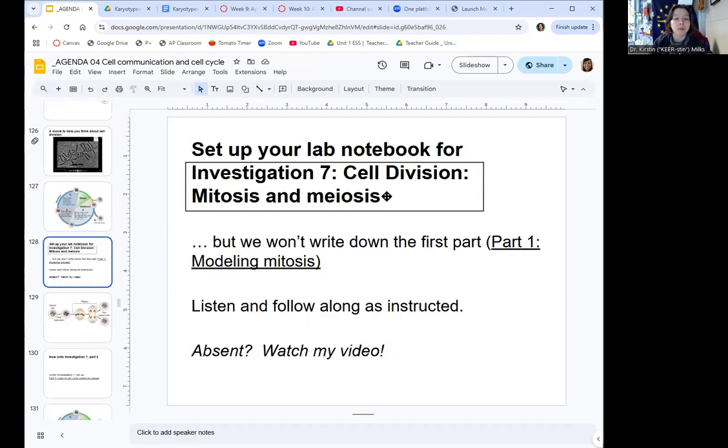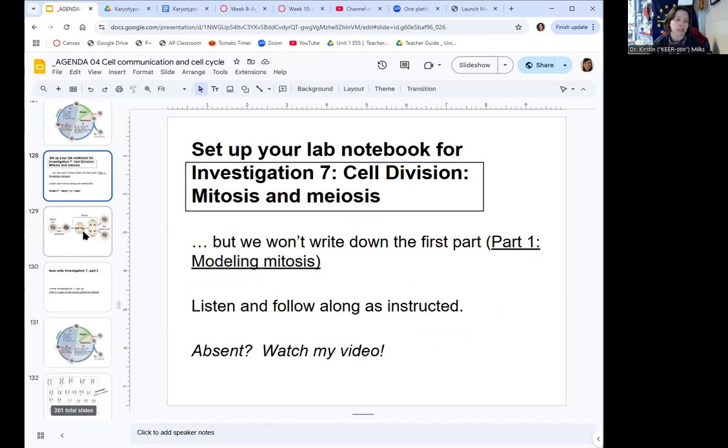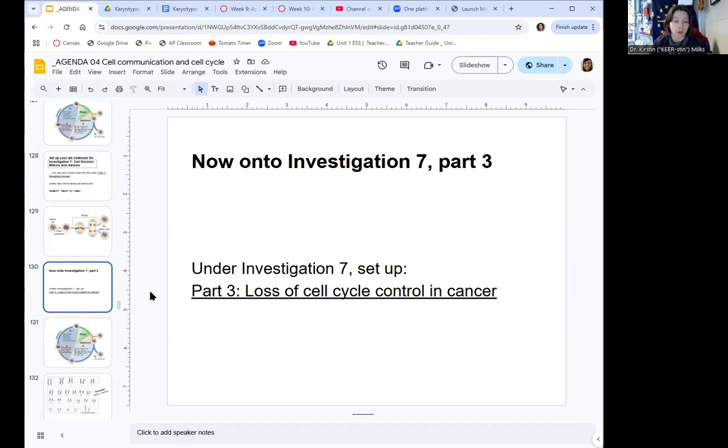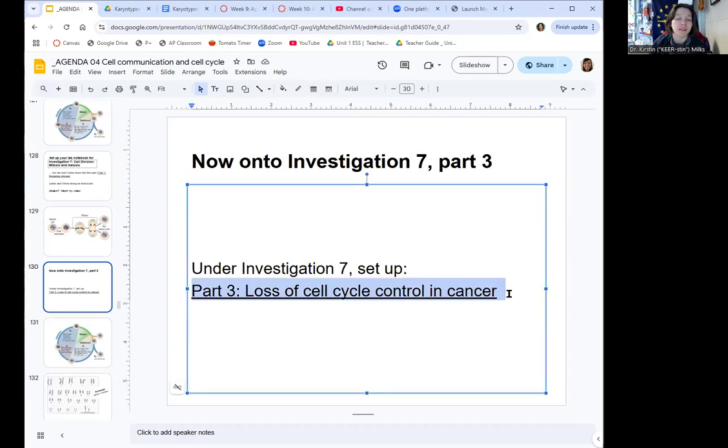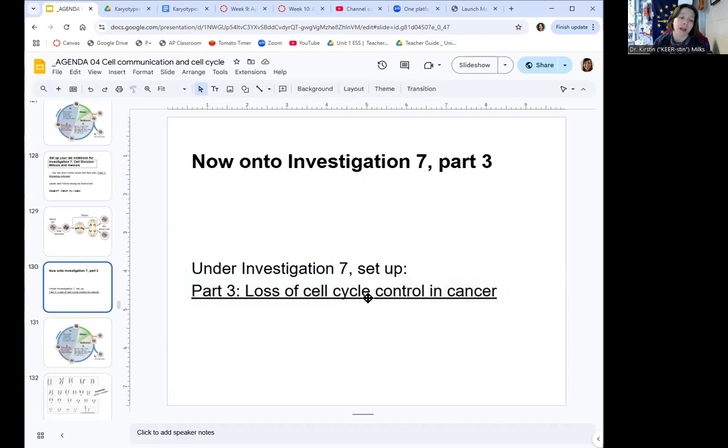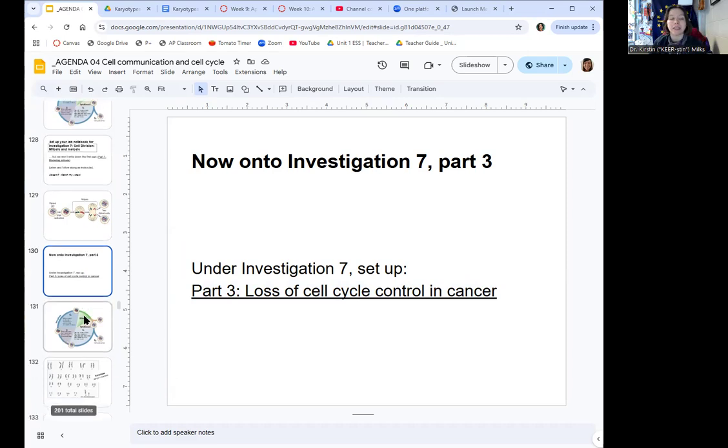So I'm going to ask you to set up your lab notebook for investigation 7. If you're with the slides with me, it's going to be cell division, mitosis, and meiosis. And now we're going to do part 3. You're going to set up something called loss of cell cycle control in cancer in your lab notebook, and then you're going to put those paste-ins in.